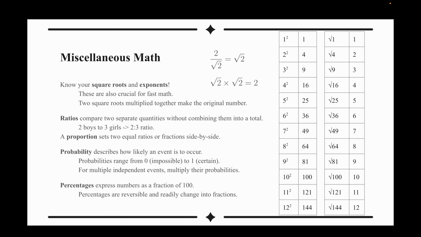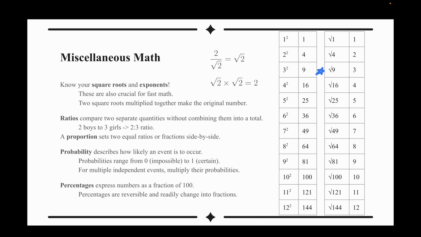Alright, some miscellaneous math things I think you should know. You should know your square roots and your exponents too. These are crucial for fast math. On the right, I've included 2 tables with the common numbers squared, what those results are, and then the square roots of those numbers bringing you back to that number. For instance, 3 squared makes 9, and the square root of 9 makes 3. You should be familiar with going back and forth on both of these for every number between 1 and 12.